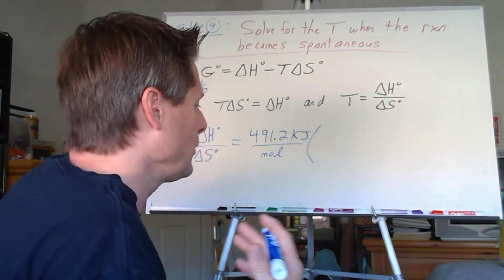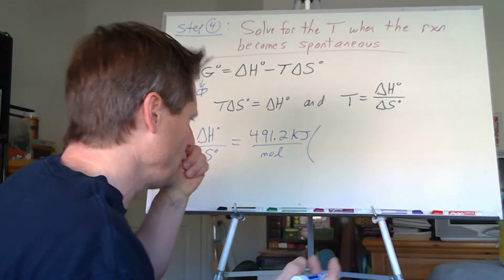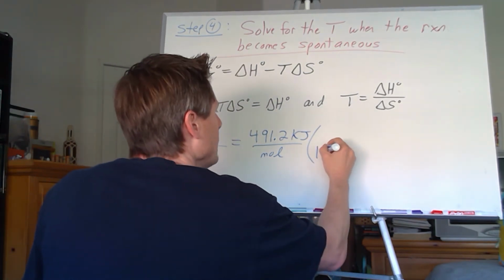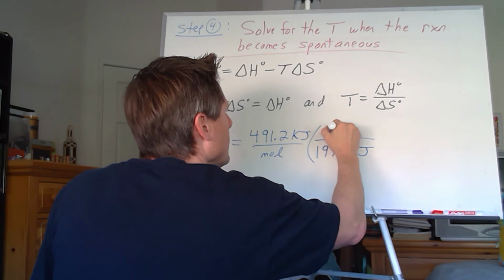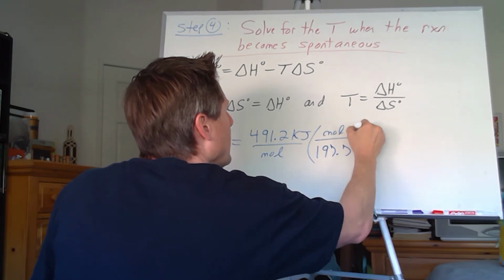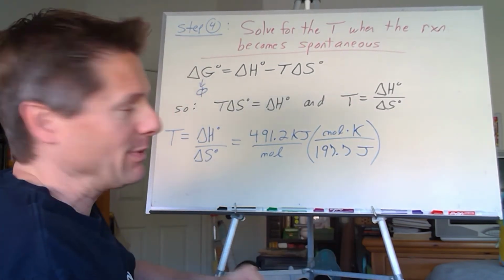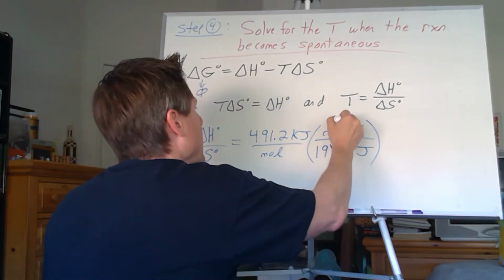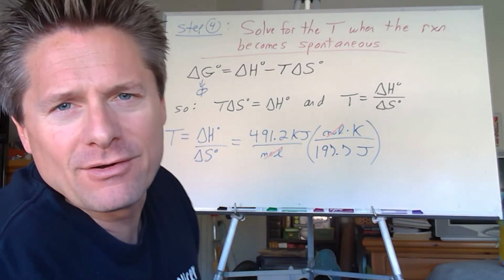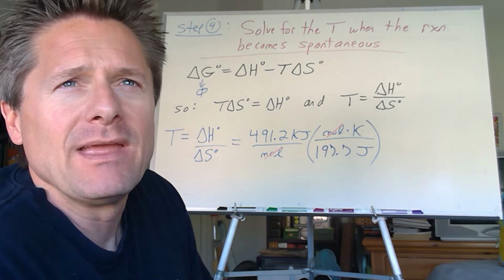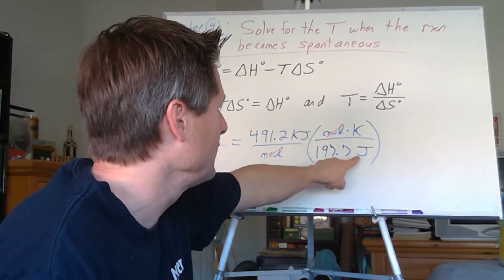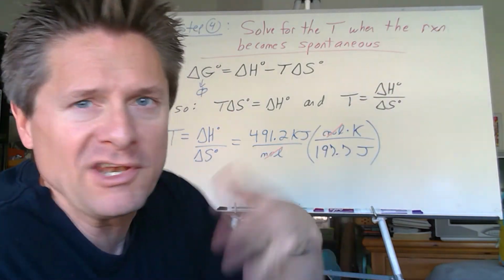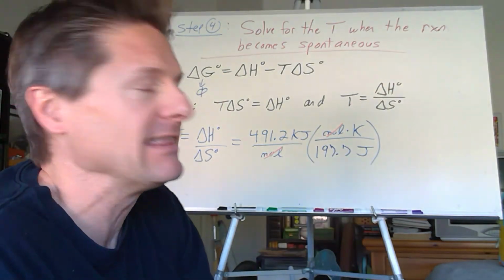So delta S was, what was that, 197.7 joules per mole Kelvin? So 197.7 joules per mole Kelvin. That's the problem with entropy, it's in joules. You can see the moles cancel out. And if you had done your delta H and delta S with moles for your stoichiometric coefficients, you'd end up with just kilojoules and joules. There would be no moles in here, so not a big deal. It's the same effect in the end.